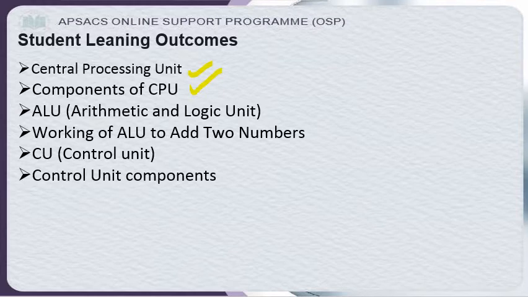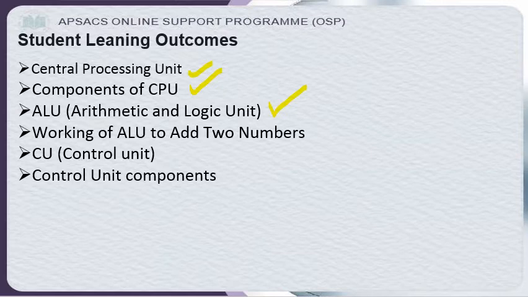Today we are going to discuss the components of a CPU. What are the components inside the microprocessor or inside the CPU? So we have two main components here. The other components are there too. In total, there are 5 components of a CPU.